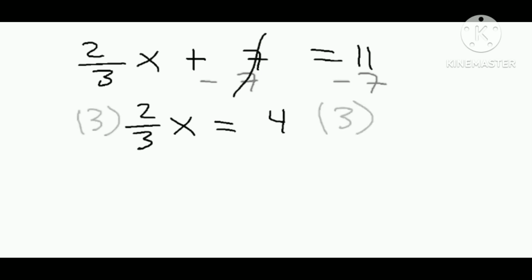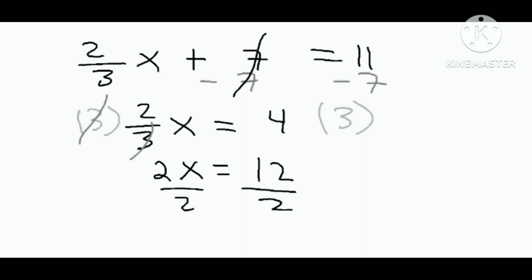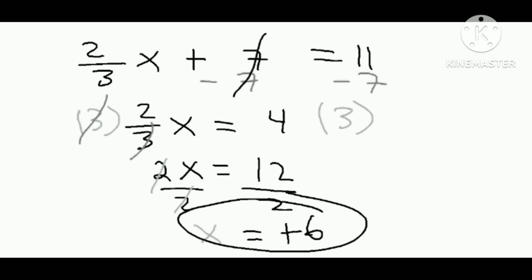Because on the left side, the 3's will cancel. So on the left side, all we have is 2x. And on the right side, 4 times 3, which is 12. So now we could just divide both sides by 2. And so therefore, x is equal to 12 divided by 2, which is positive 6.